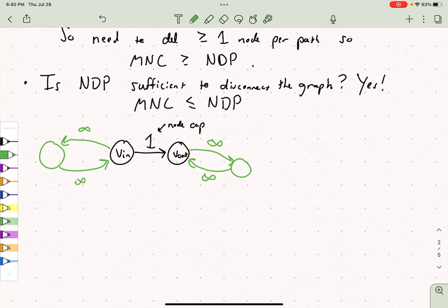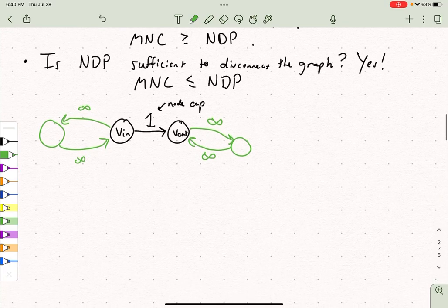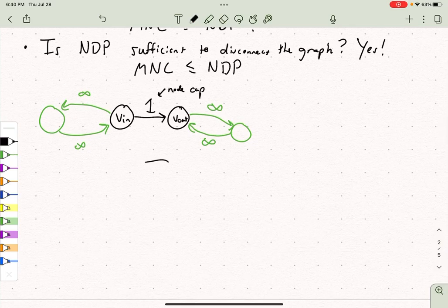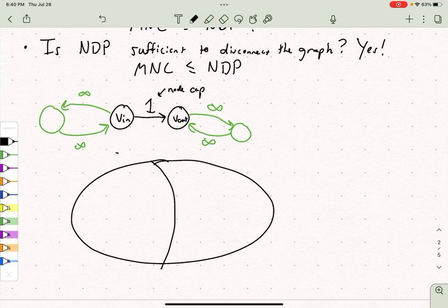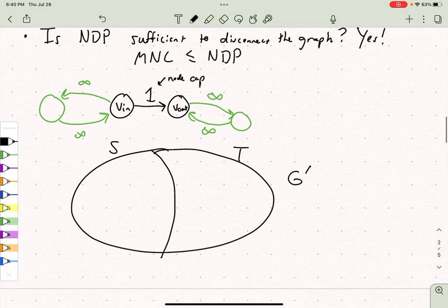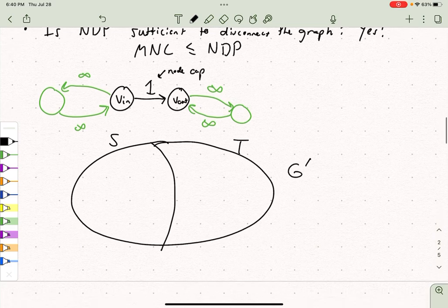All right. So if we looked at this graph and we looked at the min cut in this graph, so we find some min cut, S to T, this is in our graph G prime. Well, what's really happening in here?